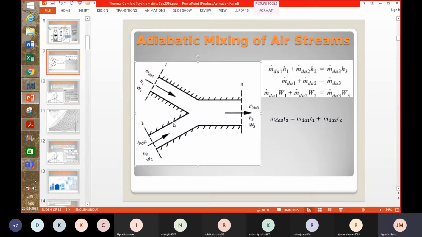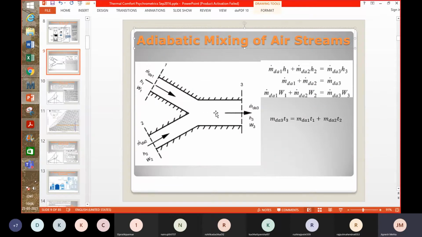Now both these streams are getting mixed, and obviously they will produce some other state, and the mass flow rate would be m dot da3. There is no loss of mass, so obviously there is mass conservation. You can write the equation for that, and the boundaries are also perfectly insulated. So it's an adiabatic mixing process.